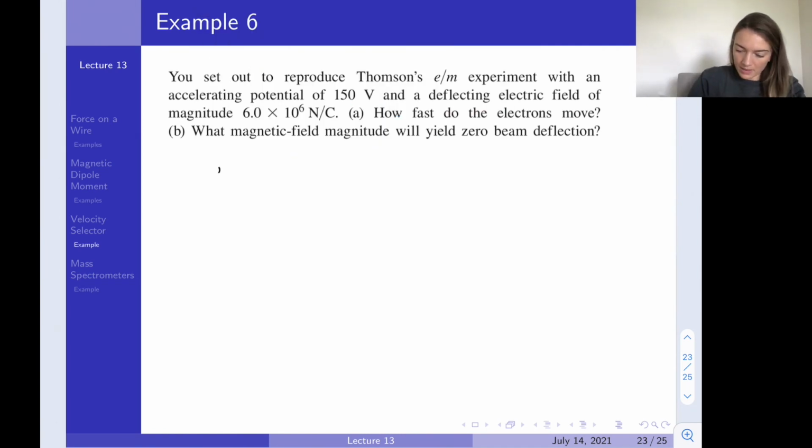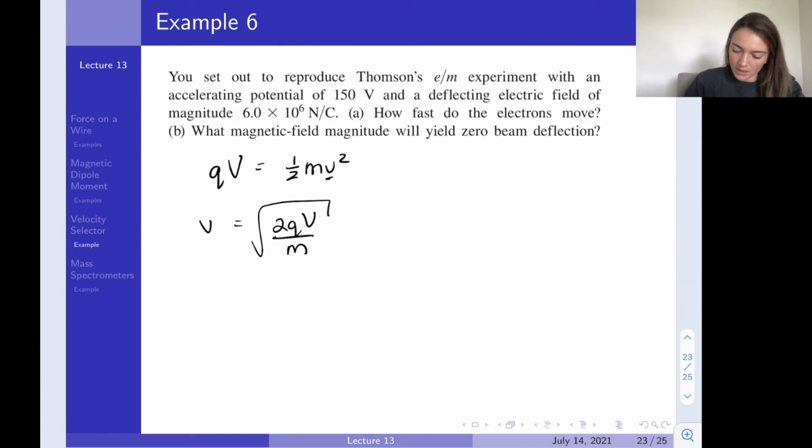So let's rewrite. From conservation of energy, we had this equation. Now that we do know the charge and mass of an electron, we want to know in this setup how fast our electrons were moving if we accelerated them through a potential difference of 150 volts and the electric field had a magnitude of 6 times 10 to the 6 newtons per coulomb. So first, let's solve for v here. We have v squared is equal to 2qV over m. So we can take the square root and get the velocity.